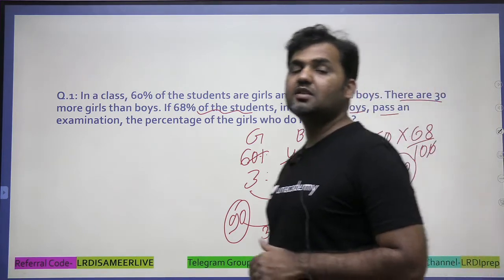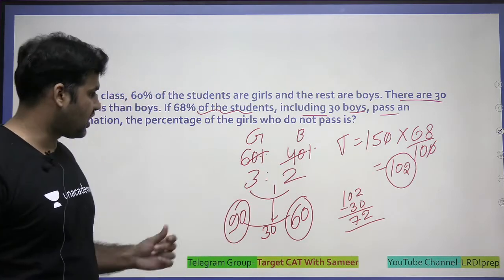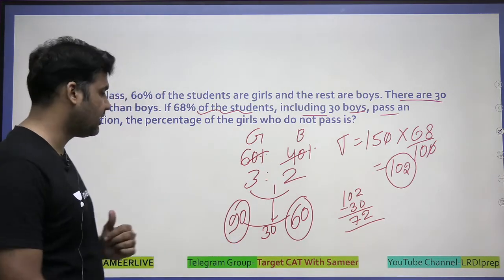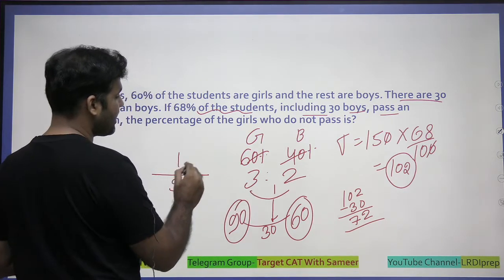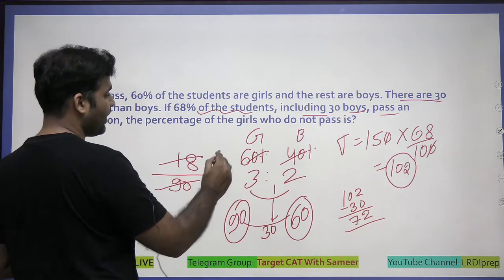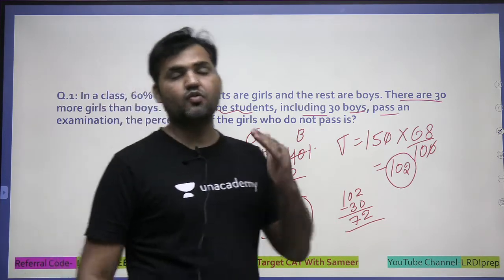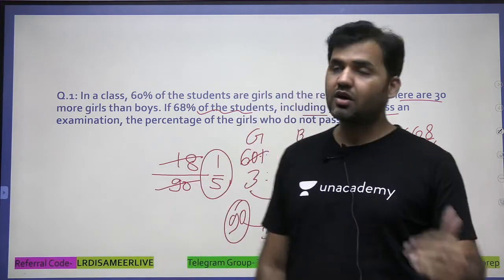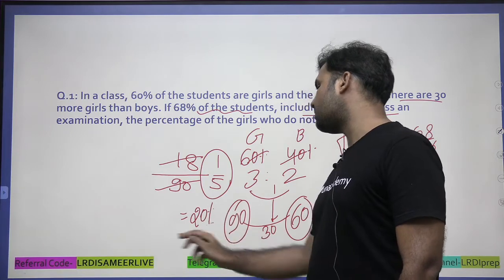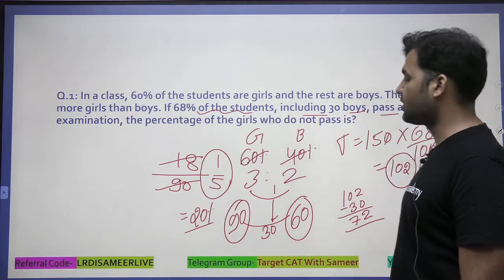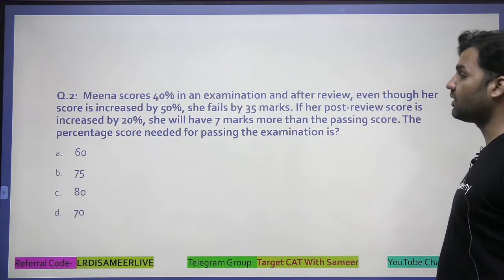If the number of girls passing the examination is 72, what is the number of girls who are not passing the examination? How many students appeared in the examination? 90. Out of 90 students, 72 are passing, so 18 are not passing. This is what I'm supposed to find out: what percentage of the whole class is not passing the examination? So 1 out of 5 girls is not passing the examination, which in terms of percentage will be equal to 20%, and that's the correct answer of the question. You see that? It's a very simple question, guys. It's free marks for CAT 19 slot 1, guys.